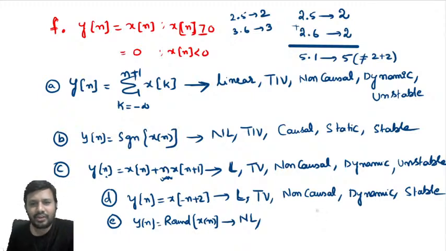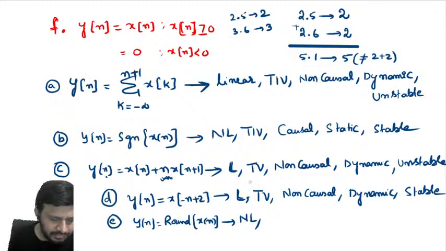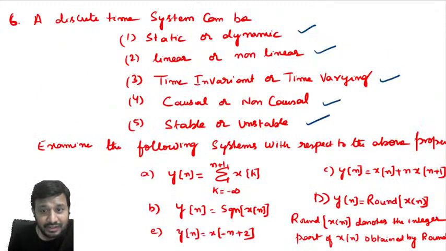Right. Now coming to time invariance. Jaitirtha, 2.6 would be rounded off to 3, right sir? But look at the rule he said: round of x of n denotes the integer part of x of n obtained by rounding. Integer part of x of n means remove the decimal part, is what he is saying.